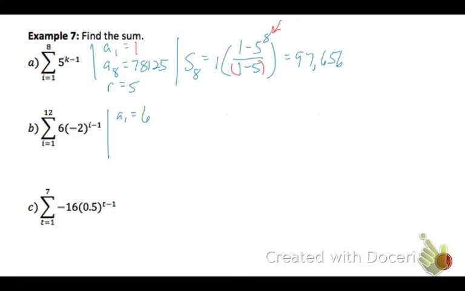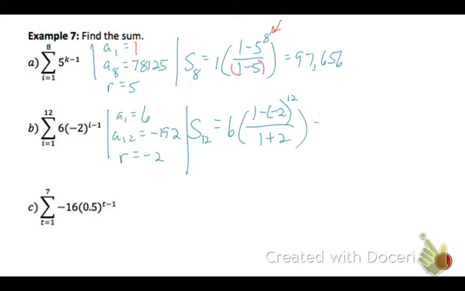Now for B, we've got this geometric sequence. So our first term, when we plug in 1, we just get 6. And then our last term is negative 192, and our ratio is negative 2. So finding the sum of the 12th term is 6 times 1 minus our ratio raised to the 12th power over 1 minus a negative 2, which is the same as 1 plus 2, and that will give us negative 8,190.